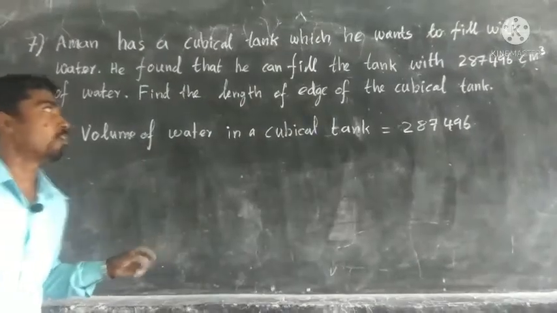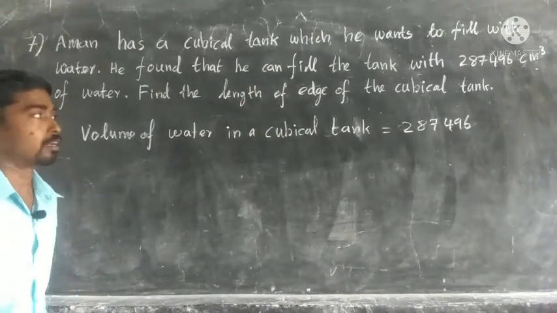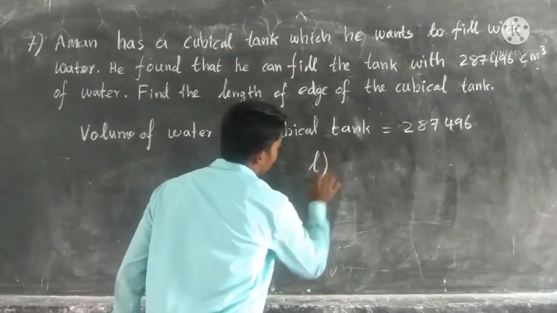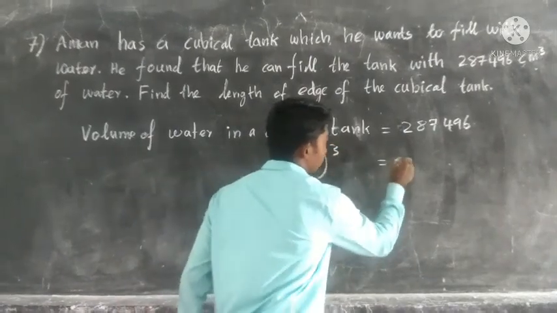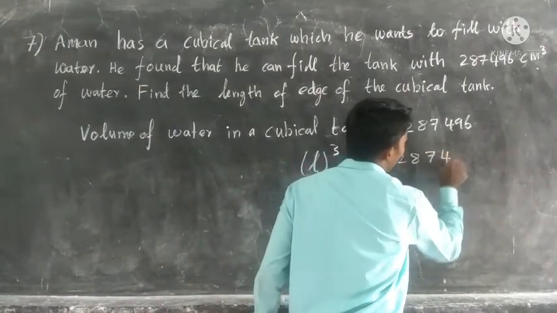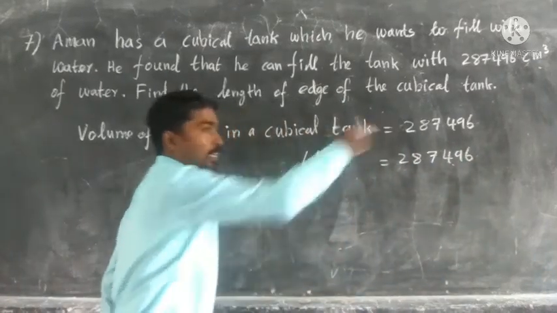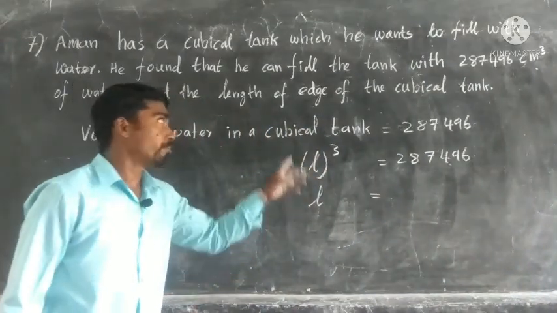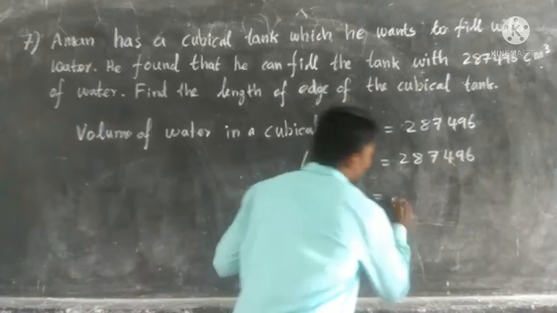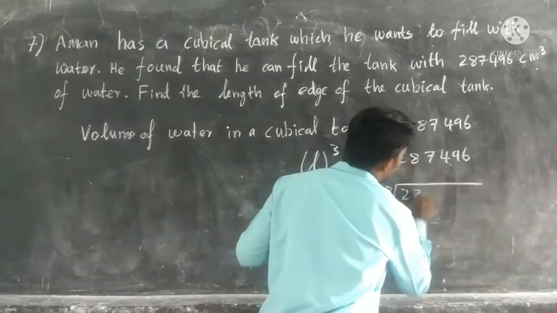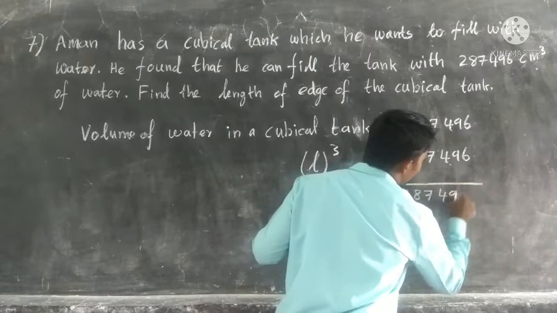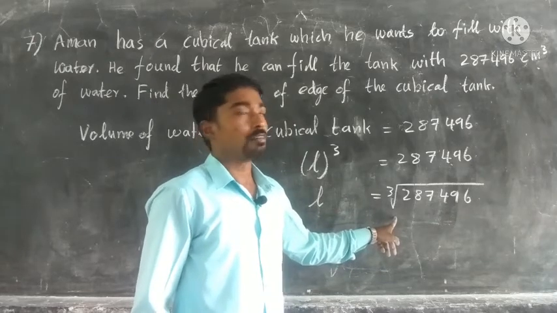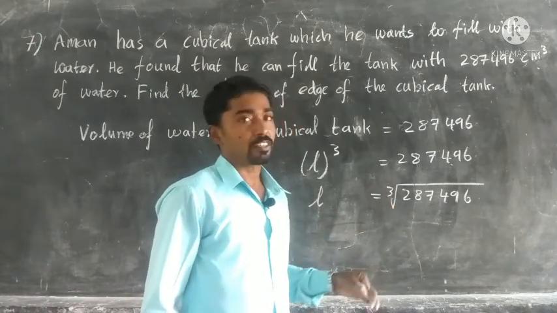Consider the length of edge of the cubical tank to be L. Then volume of water in a cubical tank will be L to the power 3 is equal to 2,87,496. This 3 we can take to the other side, you get the length of edge of the cubical tank is equal to cube root of 2,87,496. To find cube root, we need to find the prime factorization first.